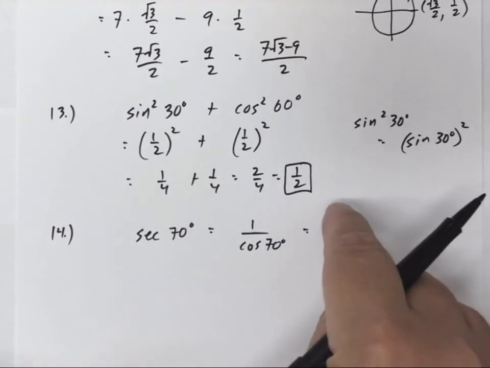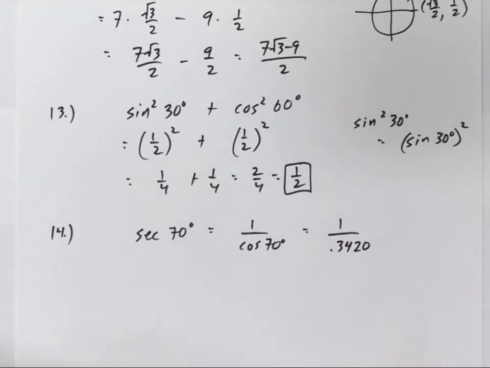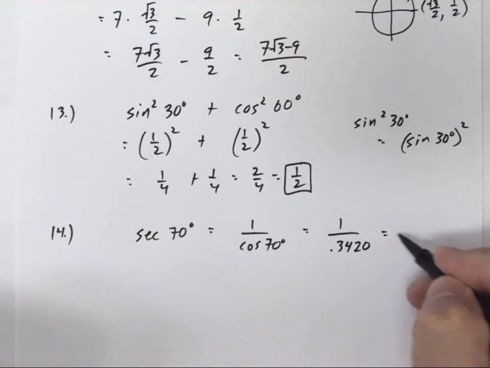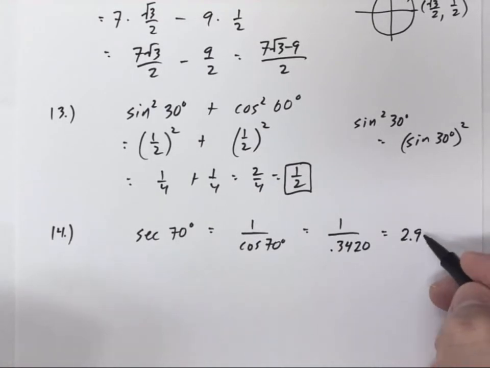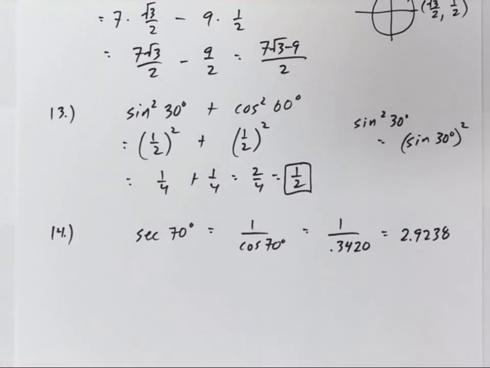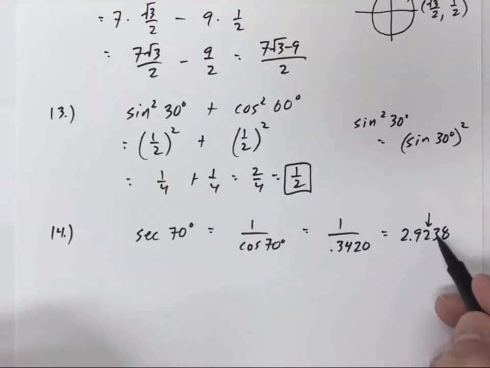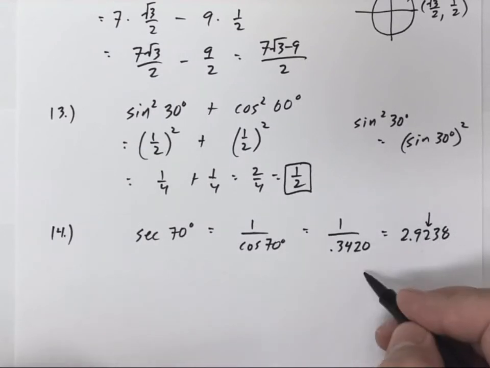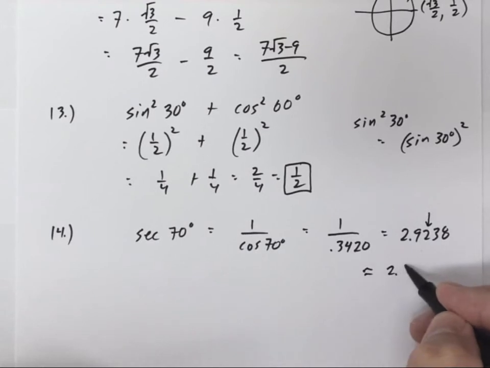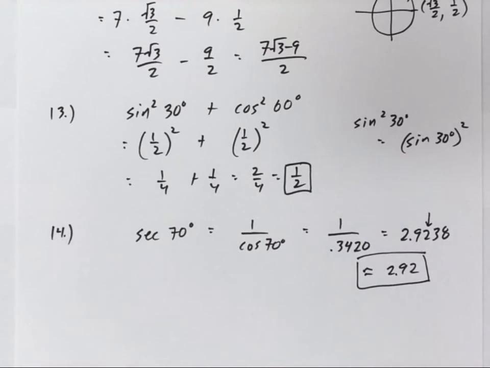So now I take 1 divided by 0.3420, and I end up with 2.9238. Now I have to check what they want me to round it to. They say round it to 2 decimal places, which is right here. So I look at the next decimal over, which is a 3, which is less than 5, so this just stays 2. So the answer I would type in my math lab is 2.92.